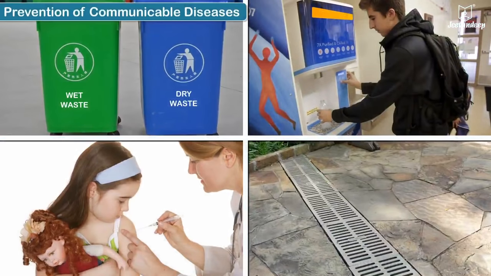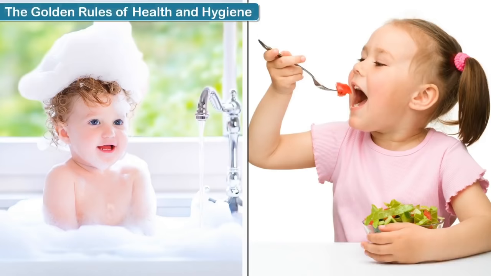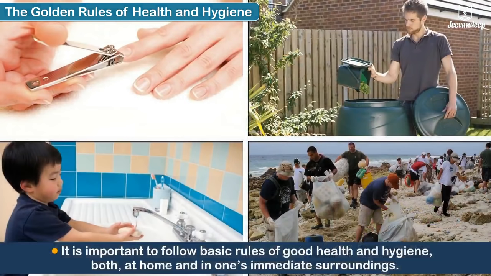Prevention of communicable diseases. Communicable diseases can be prevented by adopting clean living habits and a healthy lifestyle. Here are the golden rules of health and hygiene. It is important to follow basic rules of good health and hygiene, both at home and in one's immediate surroundings.